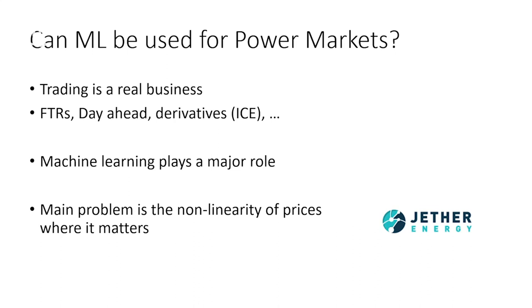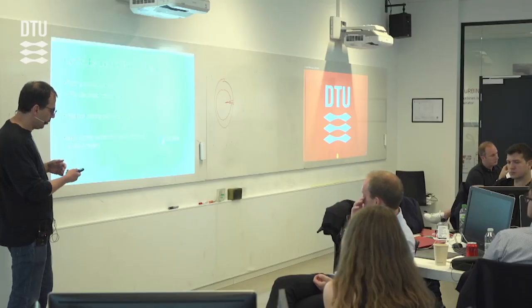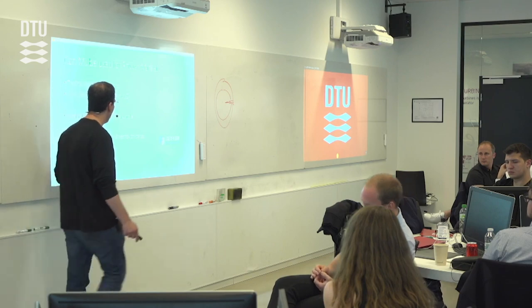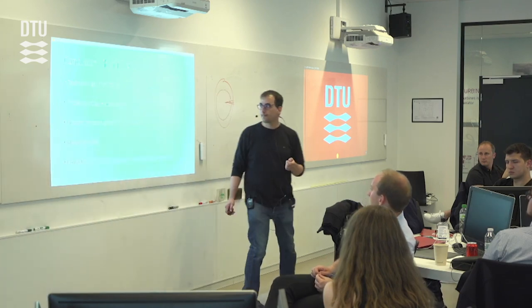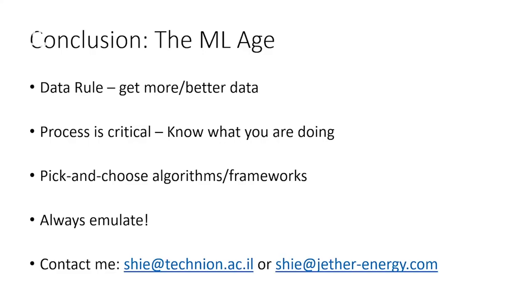And the most important problem, or you can ask, well, why don't you predict the price and be done with it? The issue is that price is extremely nonlinear in the demand and supply curve. So having 1 or 2 gigawatts of difference can be the difference between a negative price and a max cap price. And we are seeing that all over the place. And if you want to know more, you can ask me later.